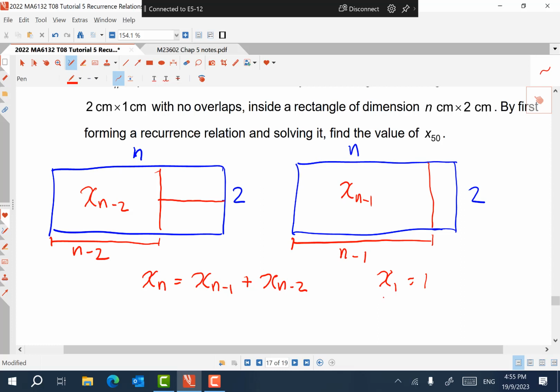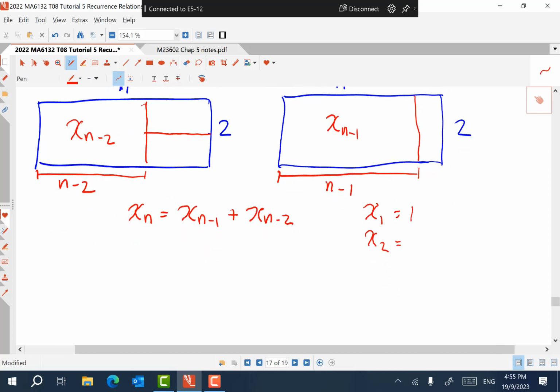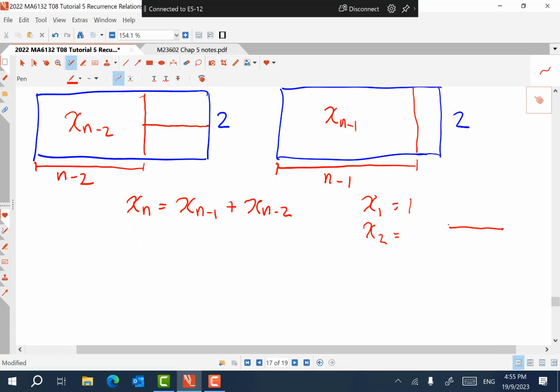Okay, let's hear from Mia. How about x2? If you have 2 tiles and you have a 2 by 2 box to fill in, how many ways can you do it? Quiet. What do you think x2 equals? x2 means it is 2 by 2, and then you have two rectangles to place in. How many ways do you think you can do for x2?